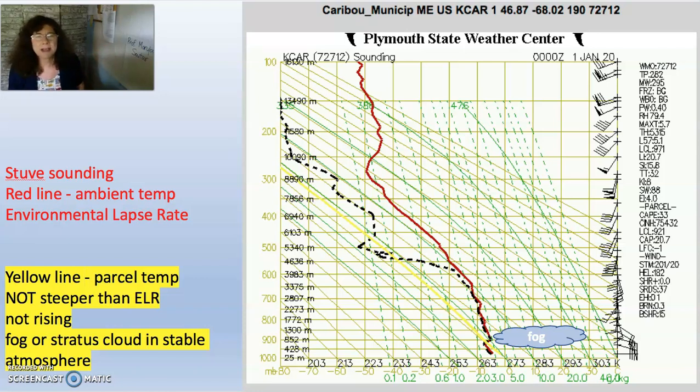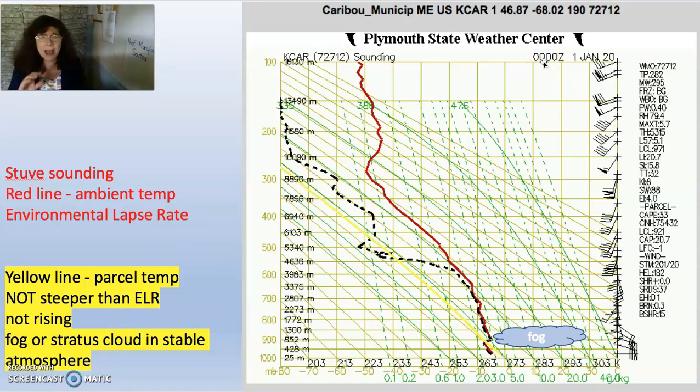A radiosonde sounding is a visualization of the data from one balloon at one time. So this happens to be Caribou, Maine, and there is its latitude and longitude, and this is the date here, and this is the time that it's going up. Remember, the balloons go up at midnight Zulu and at noon Zulu. So this is the midnight Zulu balloon that's going up.